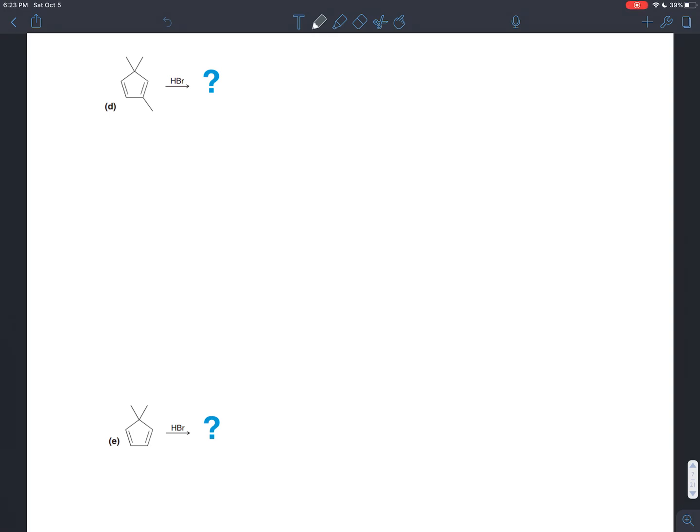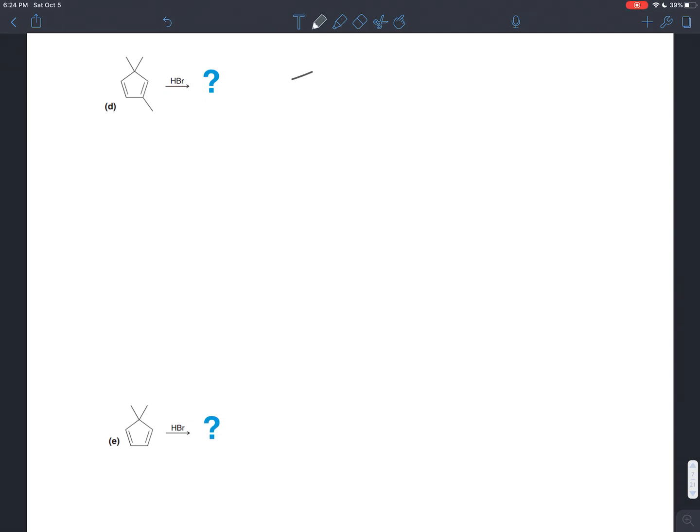Here we're continuing exercise 17.7, which is asking us both to predict the products of these reactions and also to propose a mechanism for how they happen. And it's HX addition, so hydrohalogen addition to a conjugated pi system is what we're doing.